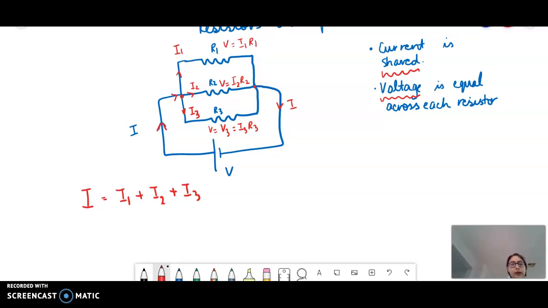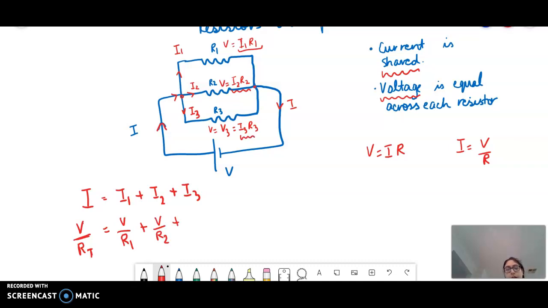So I can rearrange that. So V over the total resistance. So we know Ohm's law, V equals IR. So I can rearrange that to I equals V over R. So that's the EMF, and that's the equivalent resistance that we're finding in a parallel circuit. I can rearrange I1 from here, which is equal to V over R1. I2 will be V over R2, and I3 will be V over R3. It's because the total current is equal to I1 plus I2 plus I3.